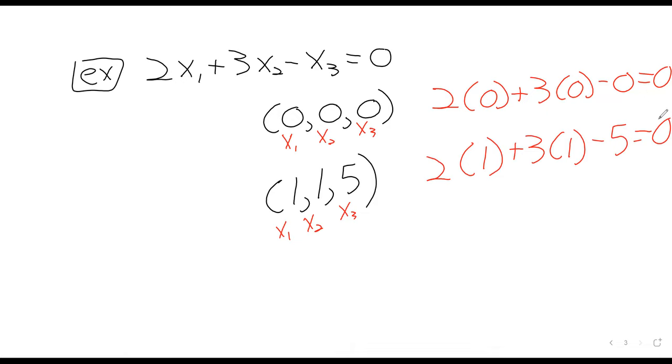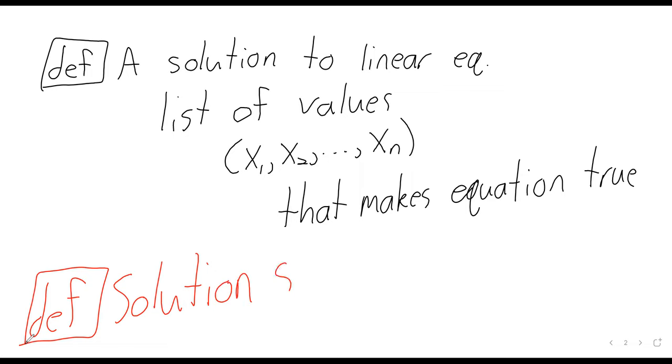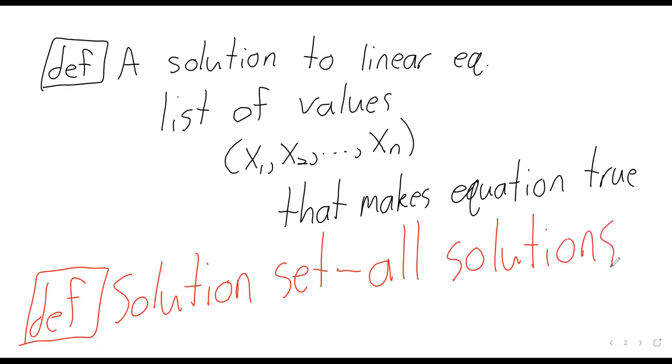Unless you do something intentionally silly, like 0x1 equals 5, that doesn't have any solution because 0 times anything is 0, it can't be 5. But unless you do something silly like that, every linear equation is going to have an infinite number of solutions. And I know I'm sort of getting below the table here, but the solution set is this infinite list of solutions.